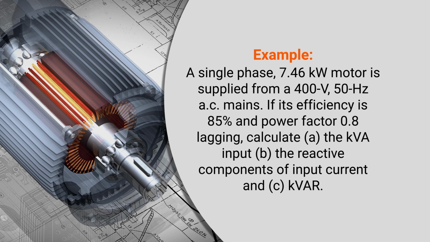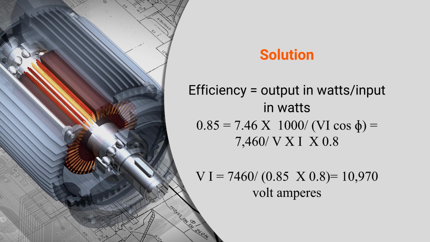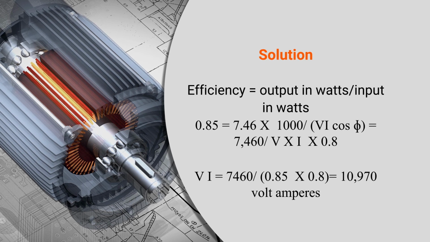As you know, efficiency can be written as output upon input. Here the efficiency is given, that is 85%, so you put the value of efficiency here. You can write efficiency equal to 0.85, and the output power is given, that is 7.46 kilowatts. Just multiply by 1000 to convert into watts. So output power in watts is 7.46 into 1000, and input in watts can be written as VI cos phi. Here the power factor is already given, that is 0.8. So you put all these values in this expression.